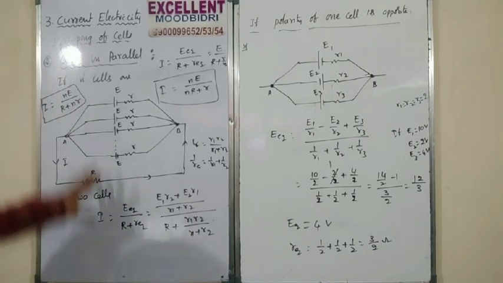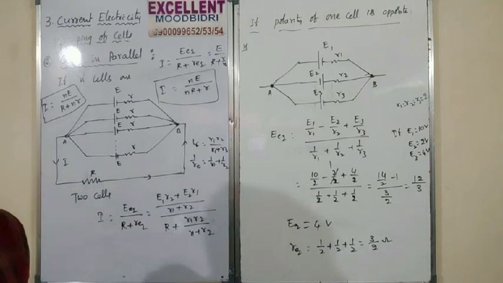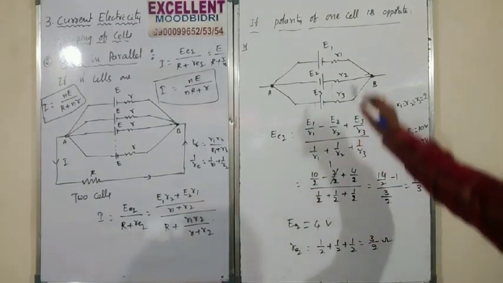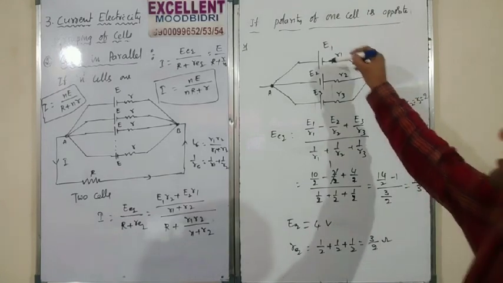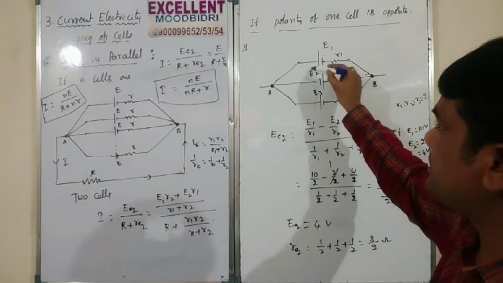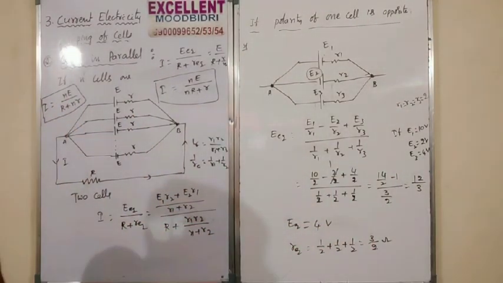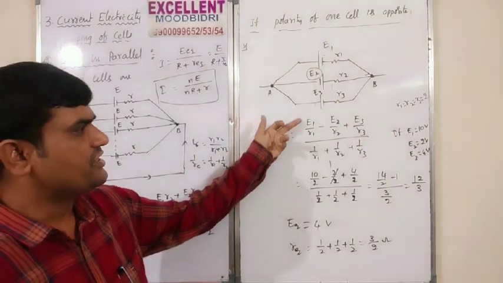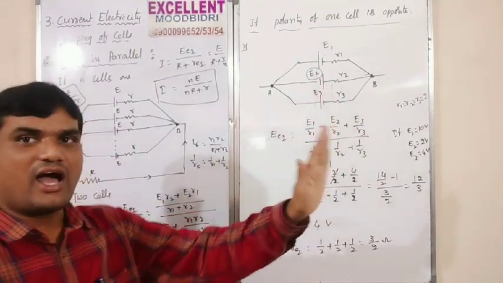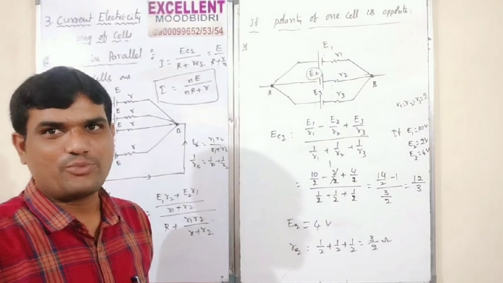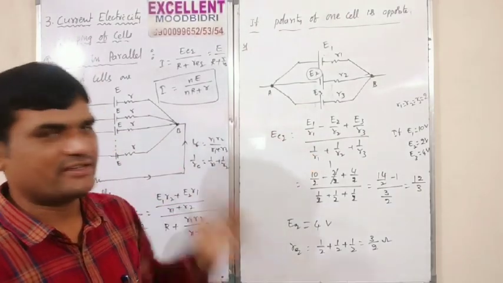Are you clear? So cells are in parallel, N cells in parallel combination. All concept over. Next, now here. If the polarity of one cell is opposite, for example, this is E1, this is E2, this is E3, but E2 is opposite. Then what is the equivalent EMF? Same formula. E equivalent is equal to E1 by R1 plus E2 by R2 plus E3 by R3. But here E2 is opposite, and opposite means minus. So E1 by R1 minus E2 by R2 plus this one only. So same formula again. Right?